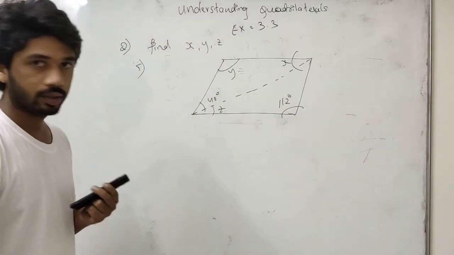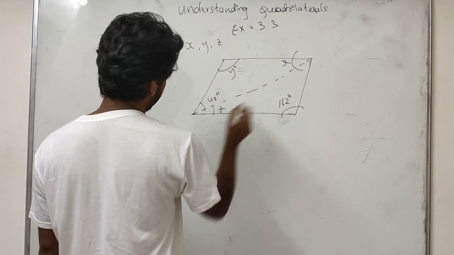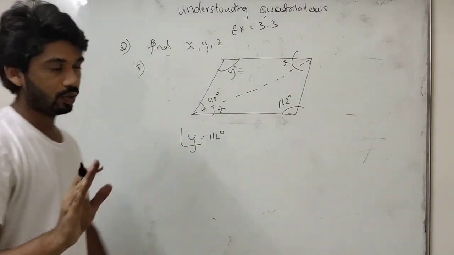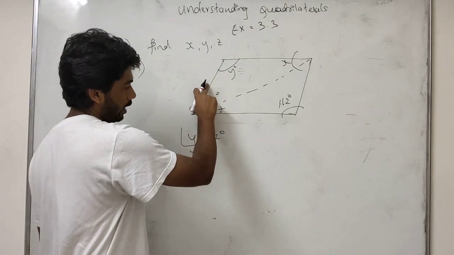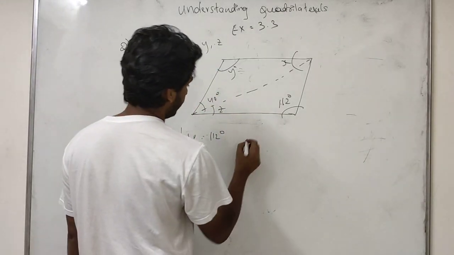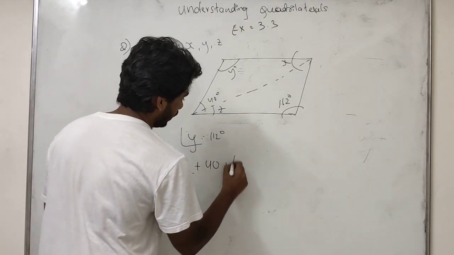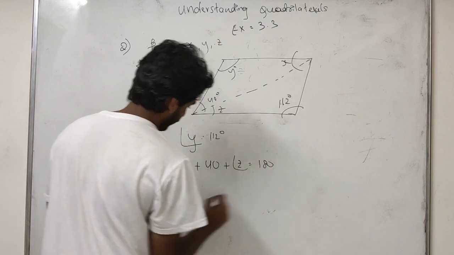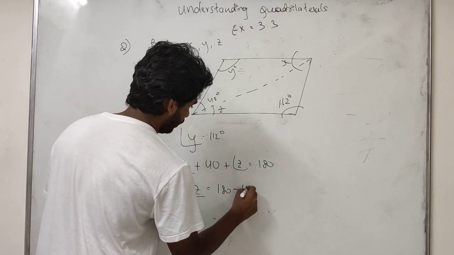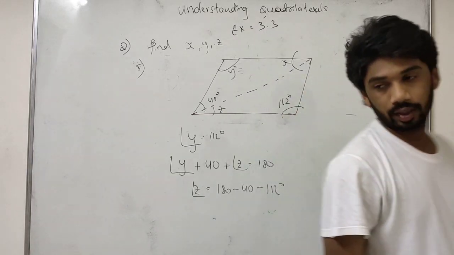Okay, students, got it? Now opposite angles will be equal. So angle y will be 120 degrees. Now this will get 180 because it is an alternate angle. So here I will take angle y plus angle 40 plus angle z is equal to 180 degrees. So angle z is equal to 180 minus 40 minus angle y. This is the question.